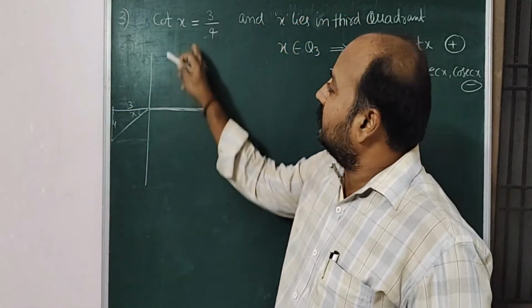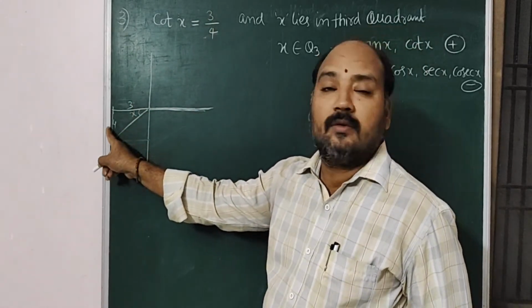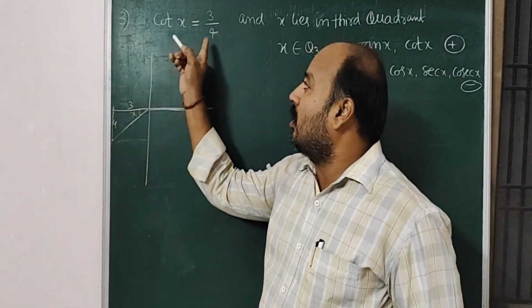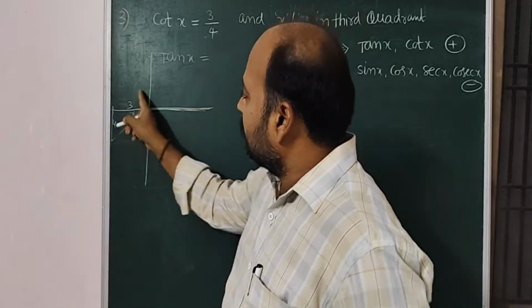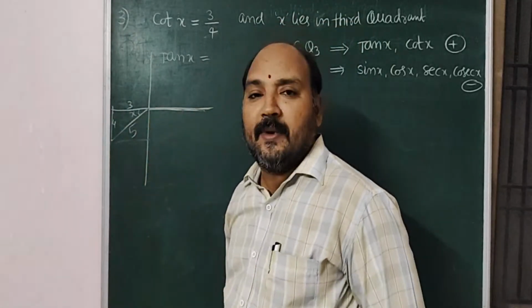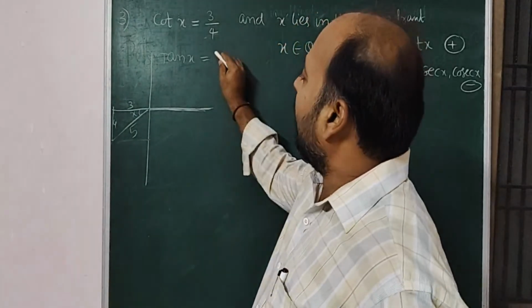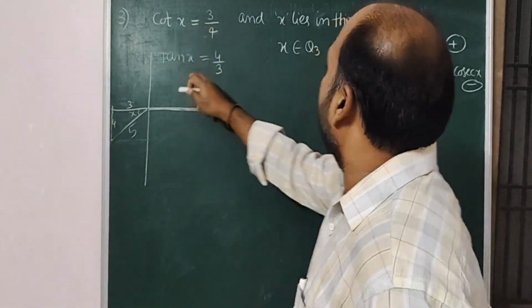Definition of cot x: adjacent side by opposite side. Tan is what? Opposite by adjacent side. Cot is the reciprocal of tan x. So 3, 4 means Pythagorean triple 3, 4, 5, by using a right angle triangle. Tan x equal to opposite by adjacent side, 4 by 3. So tan and cot both are positive.